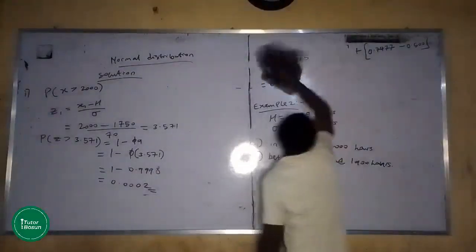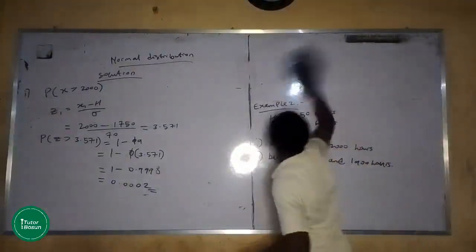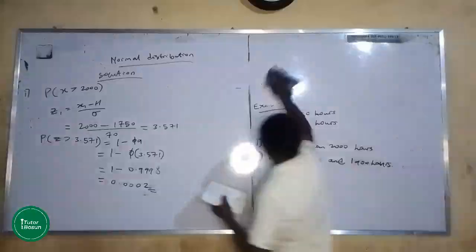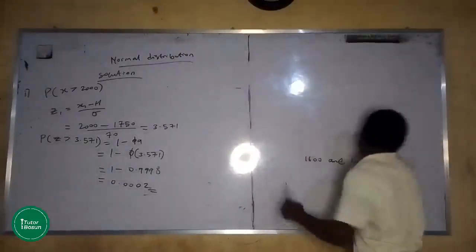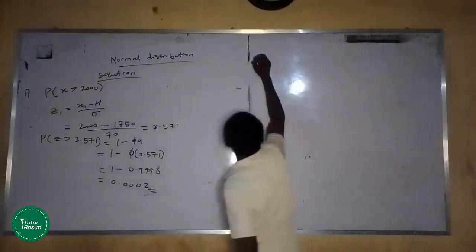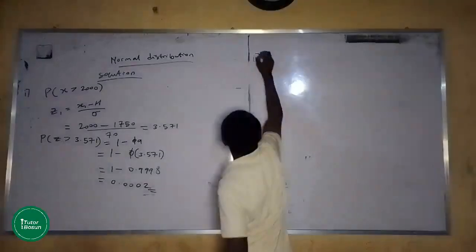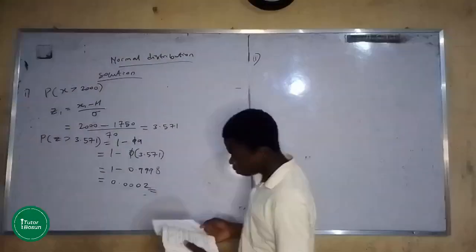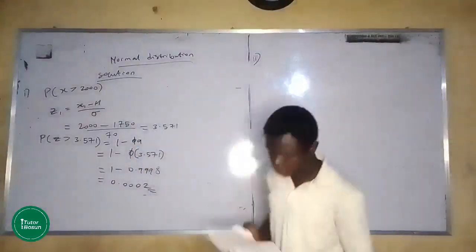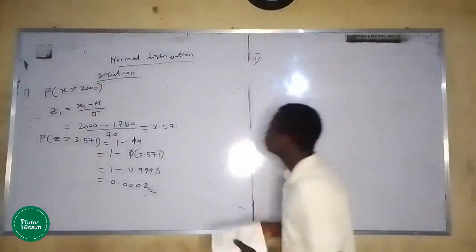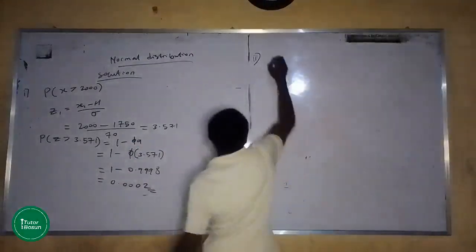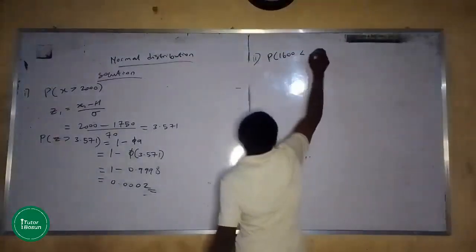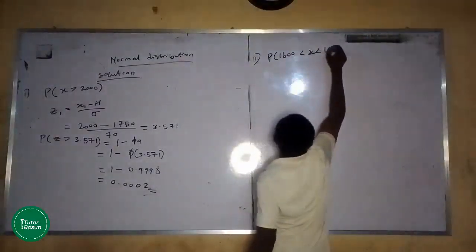So we're having two questions. The second question says, find the probability that it is between 1,600 and 1,900. The probability that it is between 1,600 and less than 1,900.